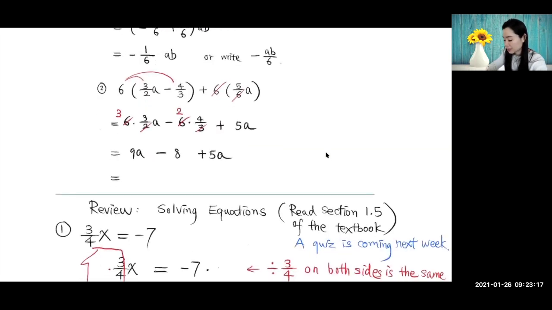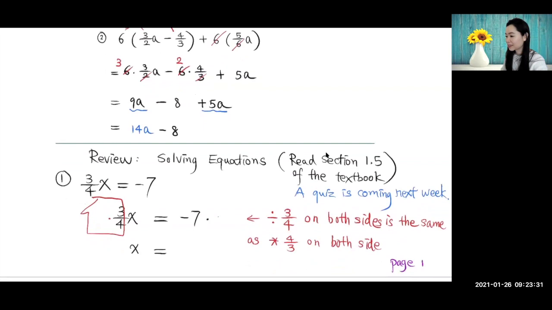Now you have this 9a plus 5a, which is 14a. And the negative 8 here is by itself, so you have this.